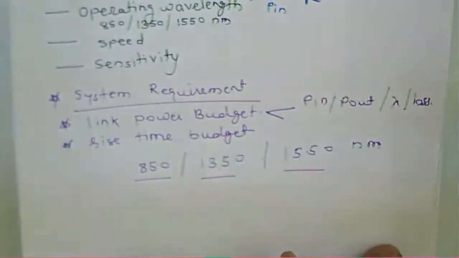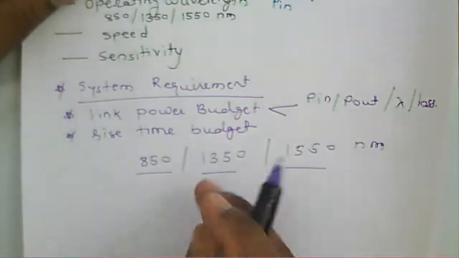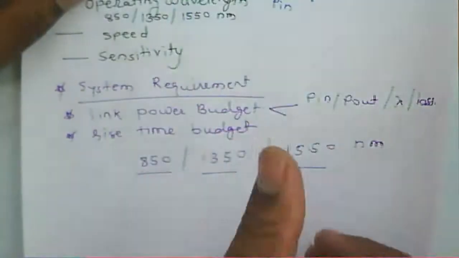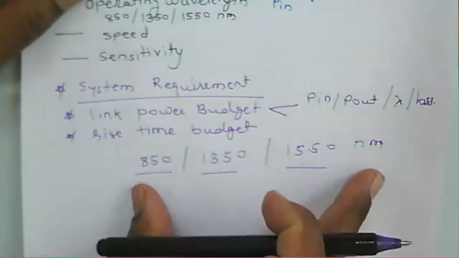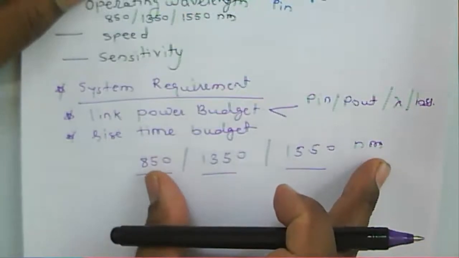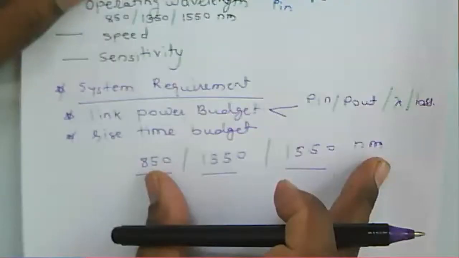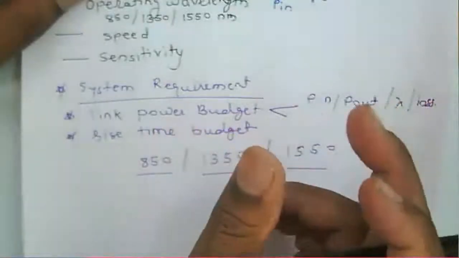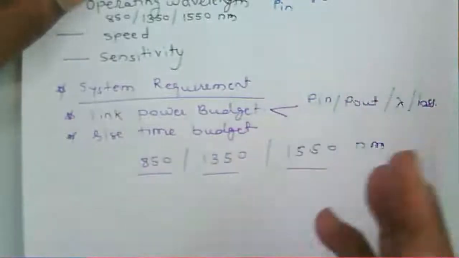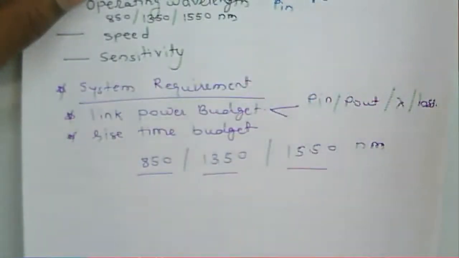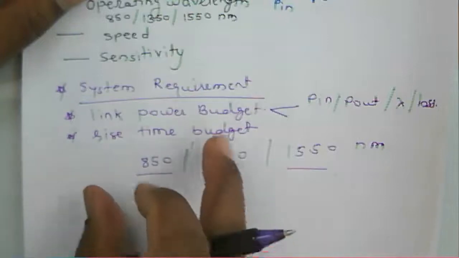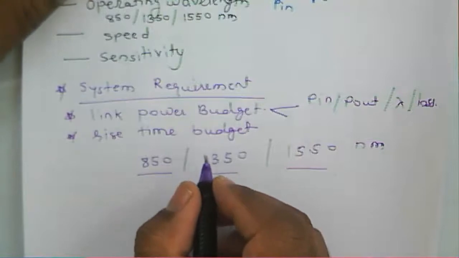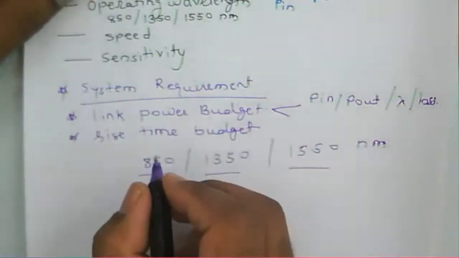They have low loss, so that's why the complete system will work in that particular operating wavelength. This system working means your transmitter, your amplifier, all the components in this link will work for this particular operating wavelength. That is about the link power budget.